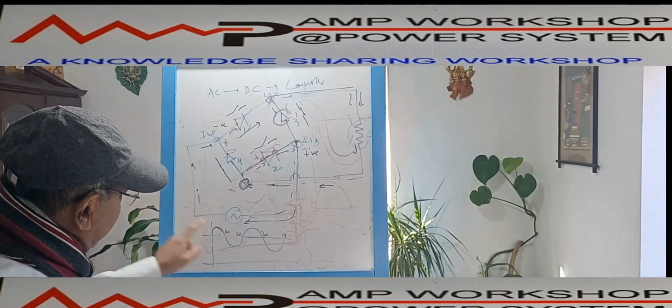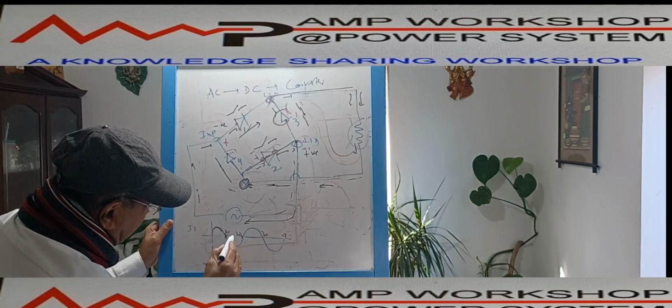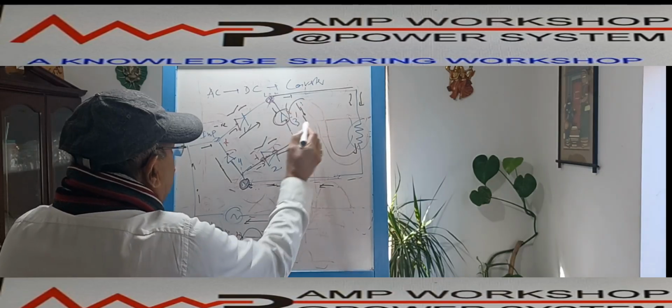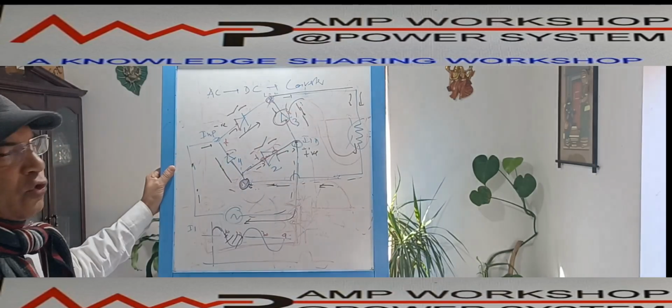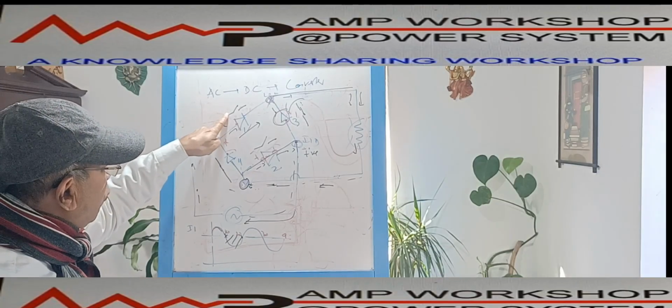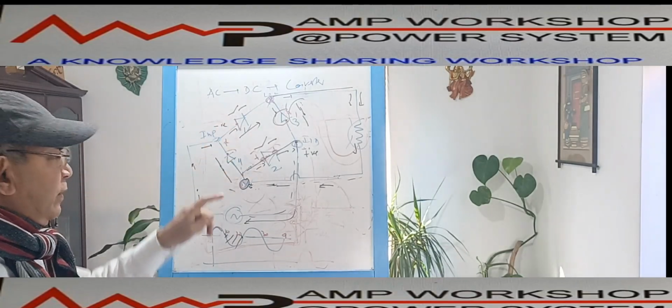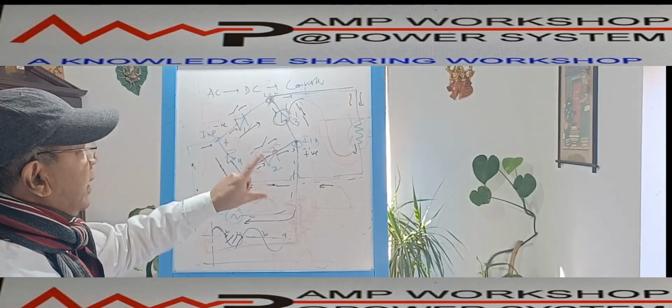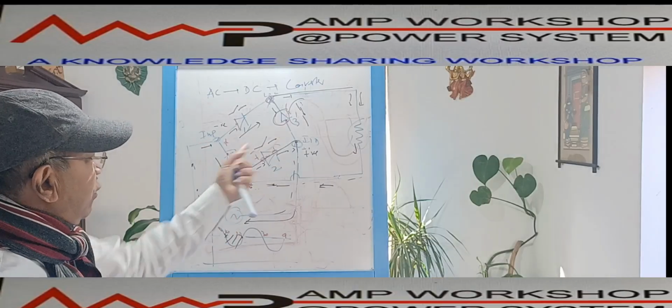So in the next 10 millisecond, this part, what is happening? Diode number 3 and diode number 4 are closed, and diode number 1 and diode number 2 are open. That means in the first 10 millisecond, those diodes which were closed, now they become open due to this change of voltage.